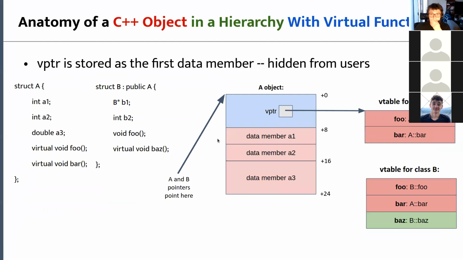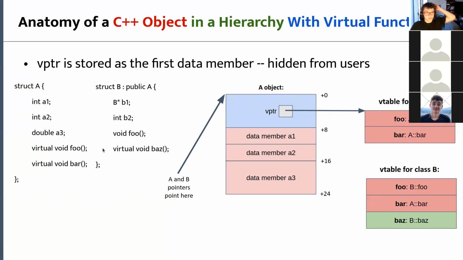And if we look at what a C++ object in a hierarchy looks like, if any of those objects in the hierarchy have virtual functions, this is what they're going to look like now. We have this hidden V pointer field, which is actually the first data member of the object itself. And it points to the correct V table given the object. So let's say we have an A object here. We're going to have just the data members for the A class, and a V pointer that's pointing to the V table for class A.